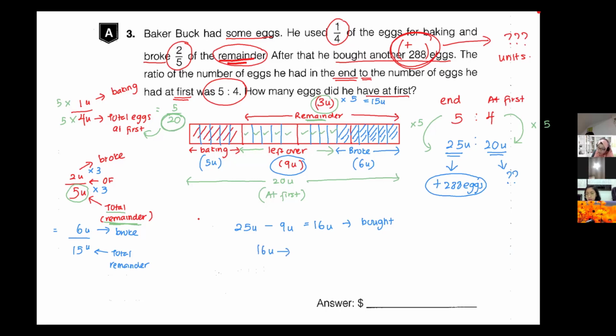16 units is 288. 1 unit is 288 divided by 16. You get 18. You don't stop there, because I want to know at first, which means I want to know my 20 units. 20 units is 20 times 18, and the answer is 360. So I make use of the remainder concept model, and over here, the equivalent ratios.